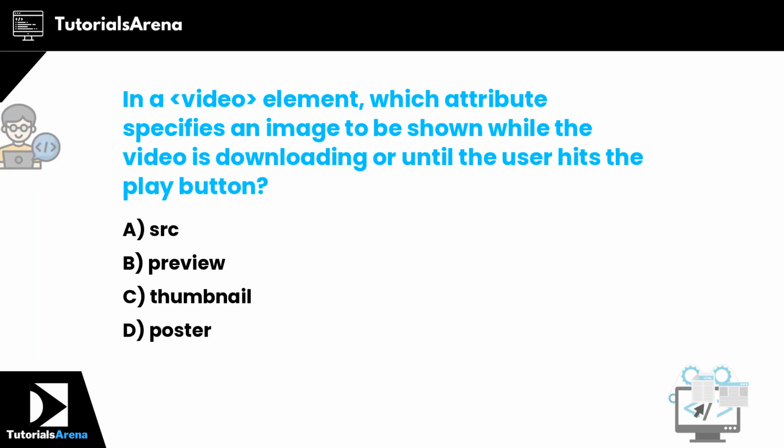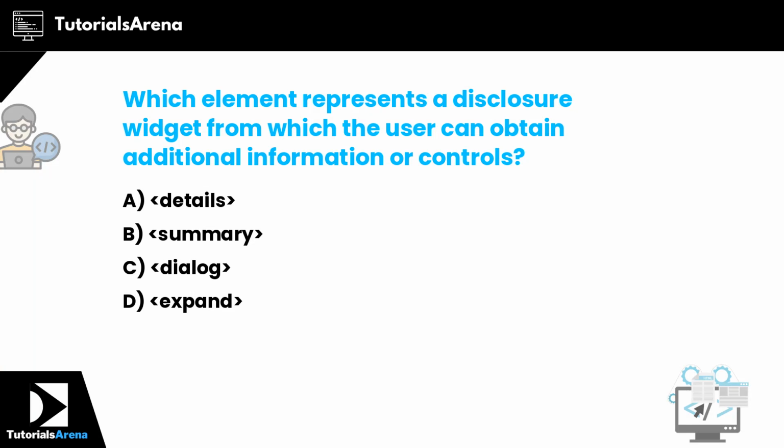In a video element, which attribute specifies an image to be shown while the video is downloading or until the user hits the play button? The correct answer is option D, poster. Which element represents a disclosure widget from which the user can obtain additional information or controls? The correct answer is option A, details.